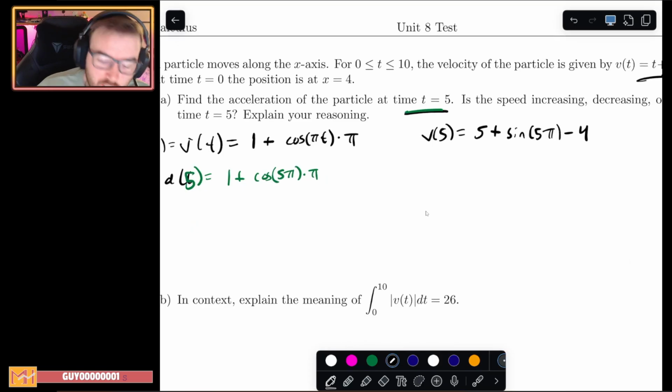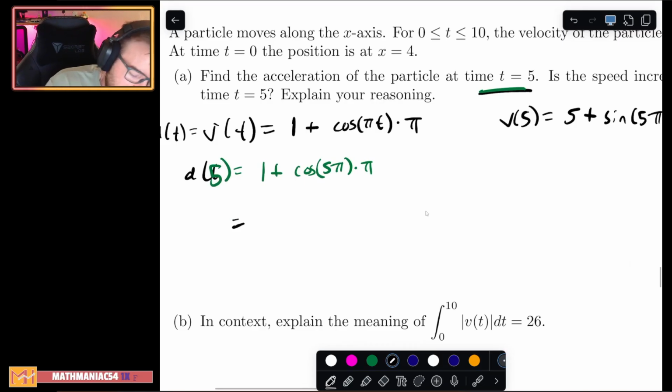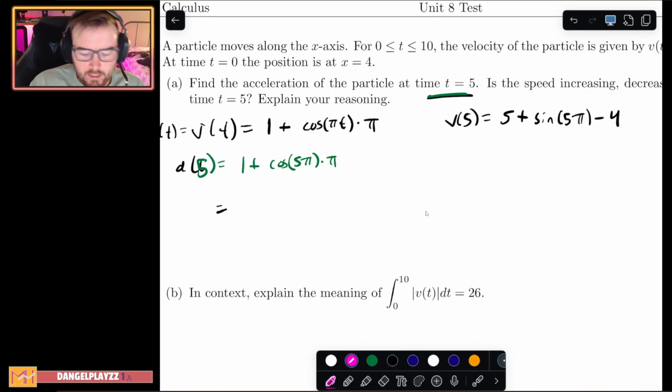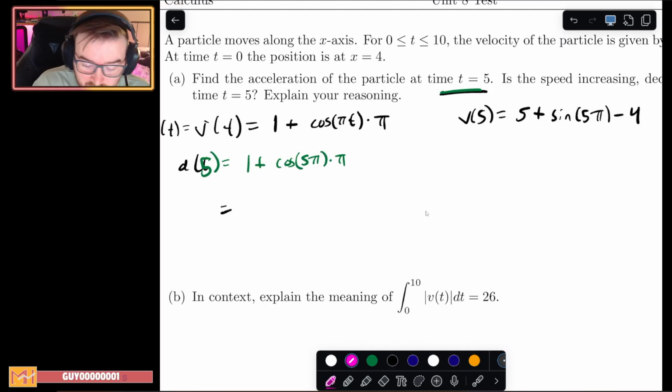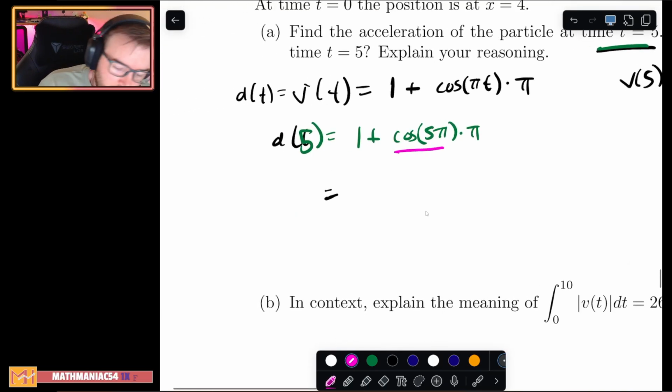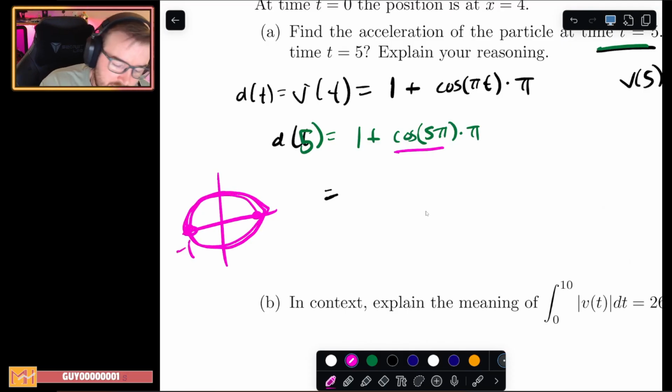You need to know what these things equal. I don't look at acceleration and go, "Oh, it's clearly negative." I need to evaluate it. Cosine of 5 pi. Well, 5 pi is maybe a little tough, right? Here's 0 pi, 1 pi, 2 pi, 3 pi, 4 pi, 5 pi. That's when cosine is -1.